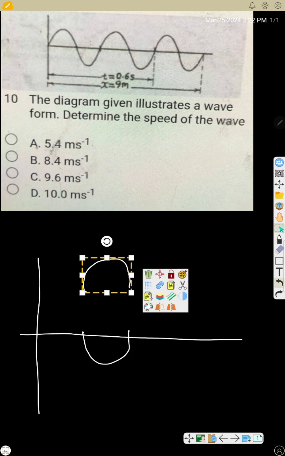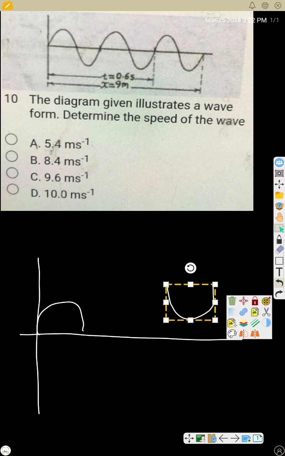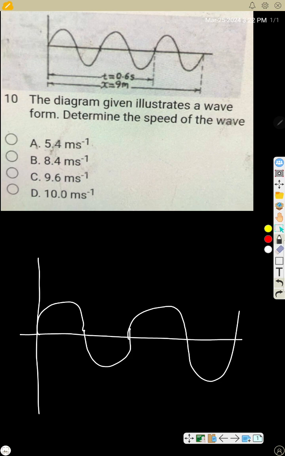So look at it again. You know this is one cycle like this. But you will see it in the waveform like this. So that will be one cycle, and it just continues like that.